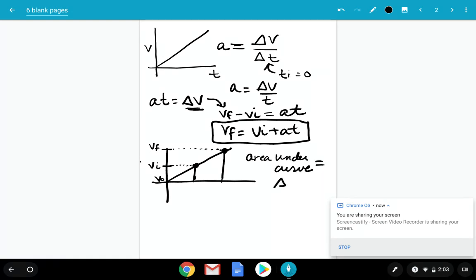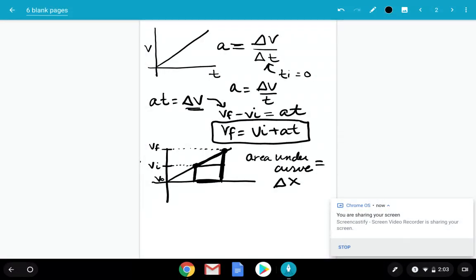On a velocity-time graph, the area under the curve is displacement. You have to know that. So put it in your memory banks. You need it. So what I want to do is find the area under the curve for this lovely looking trapezoid. Now, I don't remember trapezoids, I'm not going to lie.